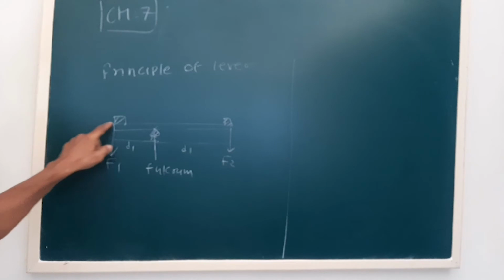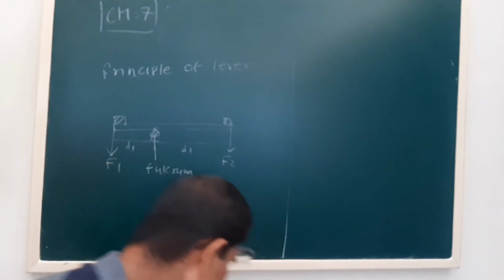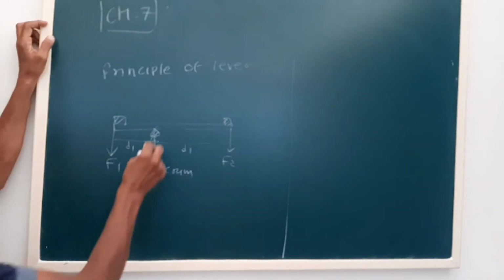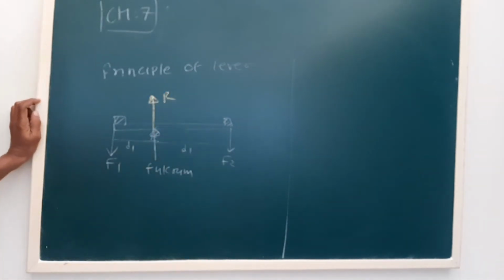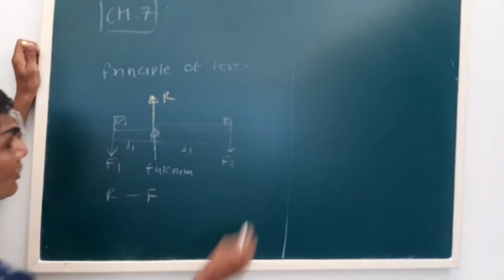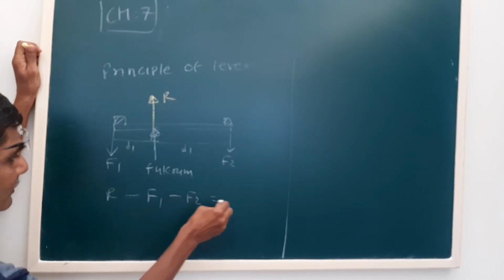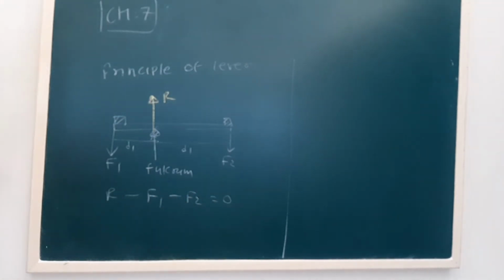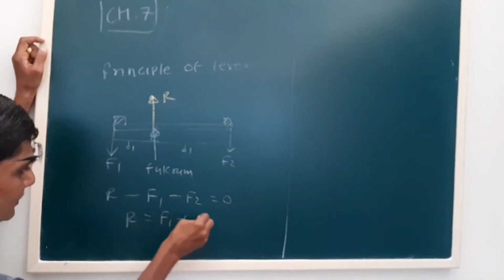Now see, F1 and F2 are, let us say, two objects placed here. So the downward force will be F1 and F2, and the reaction is R. Now suppose I first consider the translational equilibrium. So we can write R minus... upward force we consider positive and downward force we consider negative. So this reaction R is made up of two parts. R is equal to F1 plus F2.